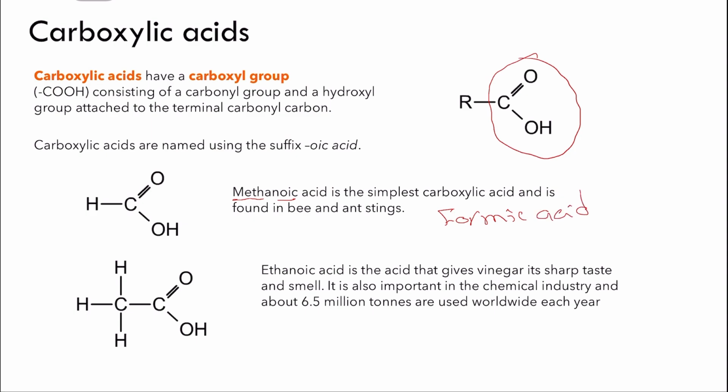The second acid is the one with two carbons, so it's one, two. According to the IUPAC system, we call this ethanoic acid because there is ethane, so it's two carbons, eth, and then we replace the e in ethane with oic, so it's ethanoic acid. The common name of this is acetic acid. Acetic acid is the acid we use in vinegar.